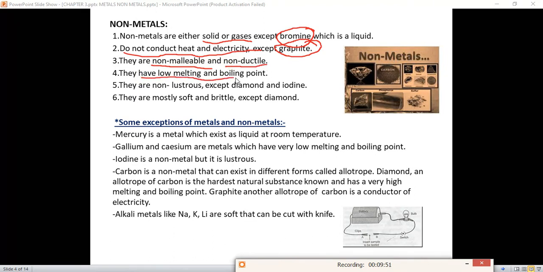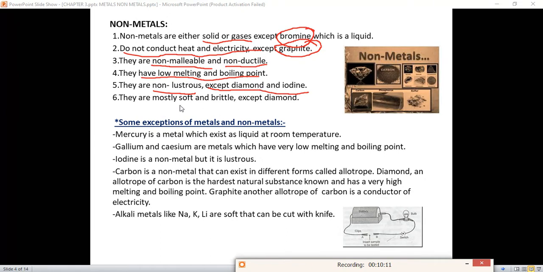They have low melting and boiling points. Metals have high melting and boiling points, and non-metals have low melting and boiling points. They are non-lustrous except diamond and iodine. It means all the non-metals are non-lustrous. They are not shining in nature. The exception is diamond and iodine. Diamond and iodine are very shining, very lustrous in nature.